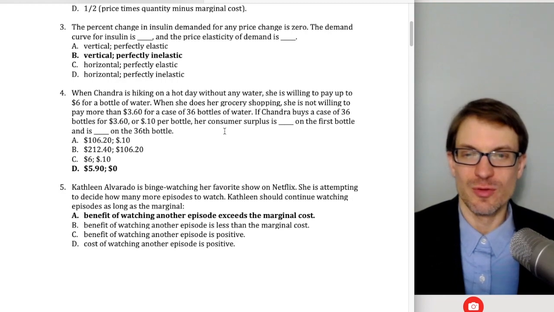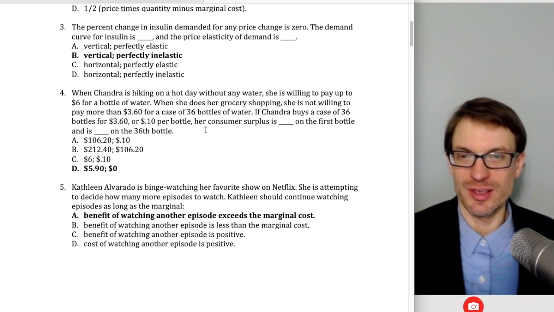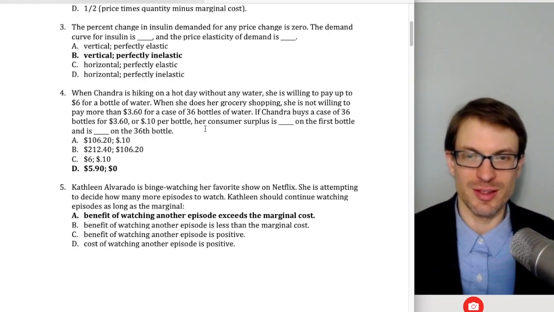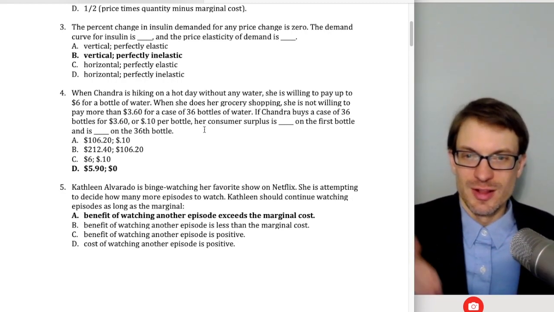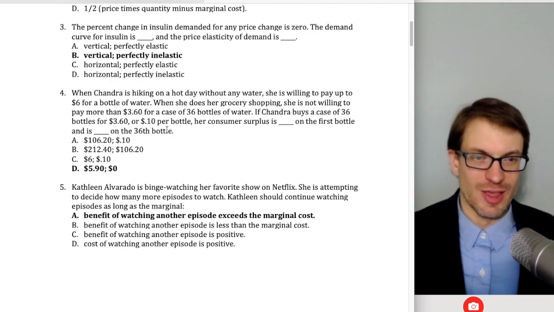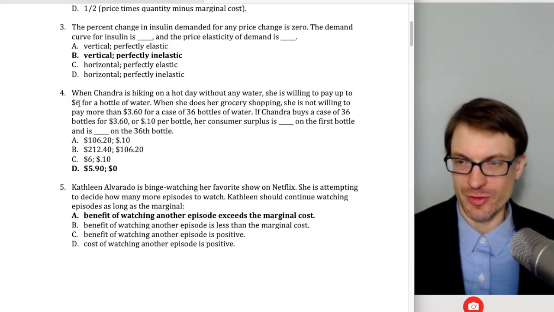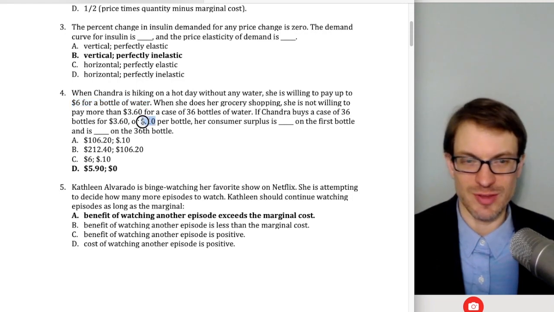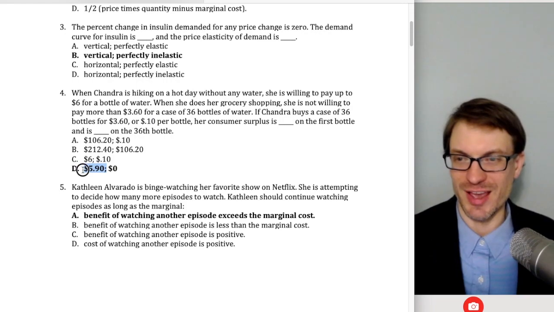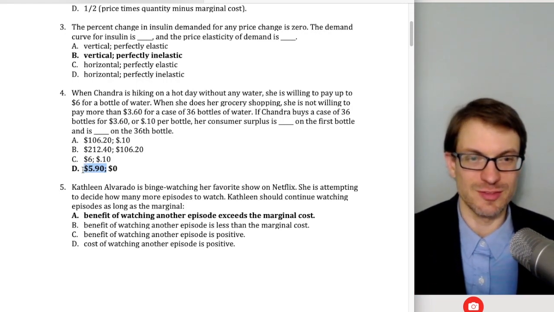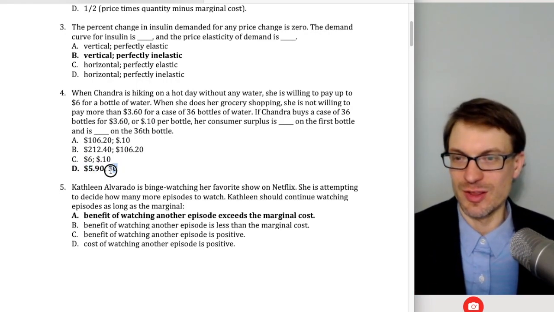One of the things going on here is we have to recognize that there are probably diminishing benefits as they consume more. What we're told is for the first bottle, they're willing to pay $6. But they actually only had to pay 10 cents for that first one. That gives us the clue, because there's our $5.90. 6 minus 10 cents is $5.90. And is this part correct?